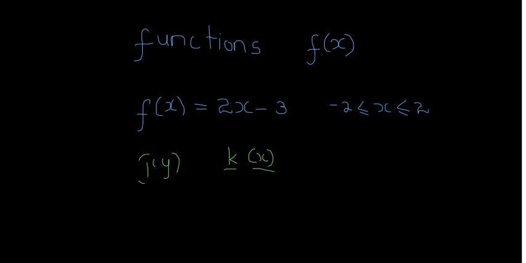Now let's talk about the function itself. Here we have a function f of x is equal to 2x minus 3. When we look at this function, it's telling us that this function f of x takes values of x and maps it onto a set of values which corresponds to 2x minus 3. When we look at this particular function, the domain of our function is going to be the set of x values that this function ranges over.